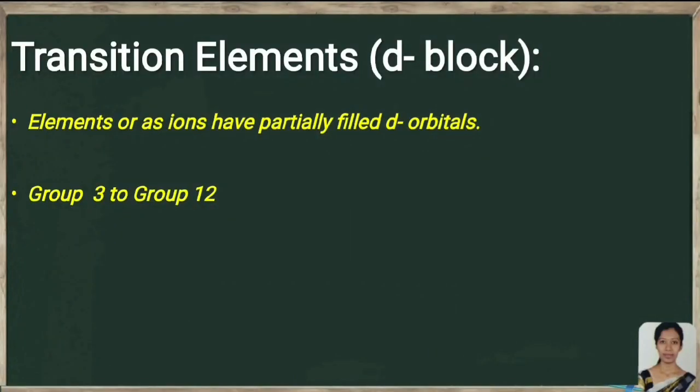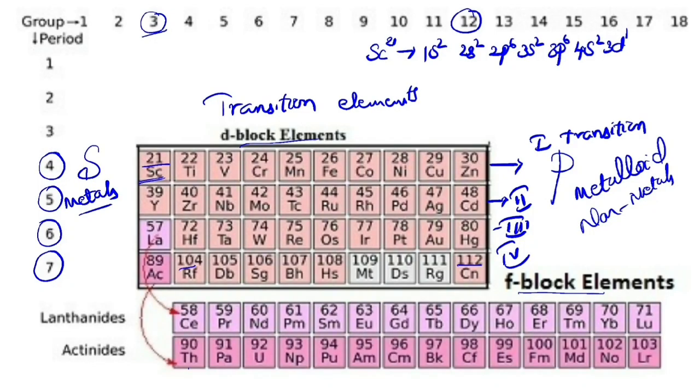As I said before, properties of the d block elements vary from s block to p block elements. That's why these are called transition elements. When we are writing electronic configuration, the d block orbitals are not completely filled in the case of transition elements. You can see here from scandium, because scandium is taking only one electron, and up to copper there will be a partially filled d orbital.